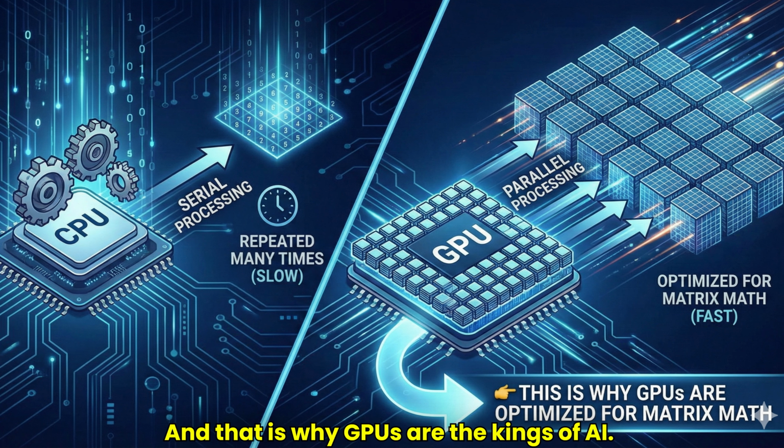And that is why GPUs are the kings of AI. They were built to do this exact kind of math super fast for video games. And it turns out that's exactly what AI needs.